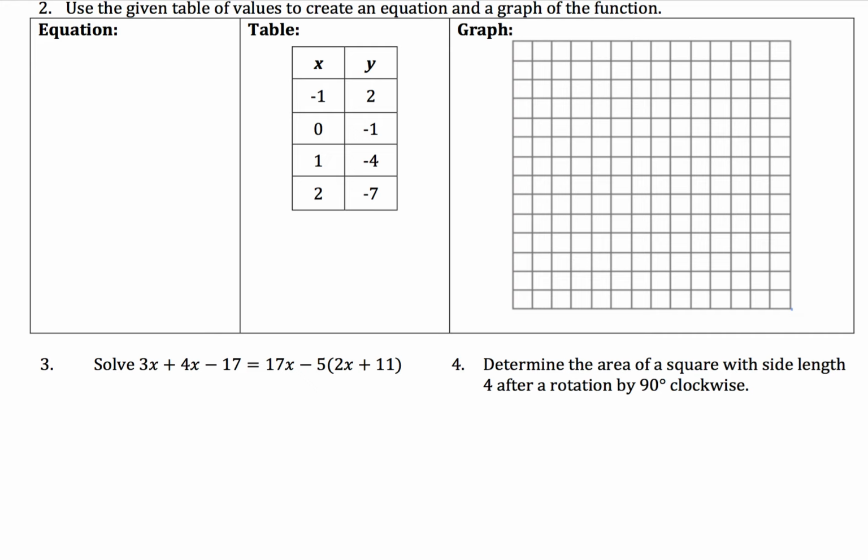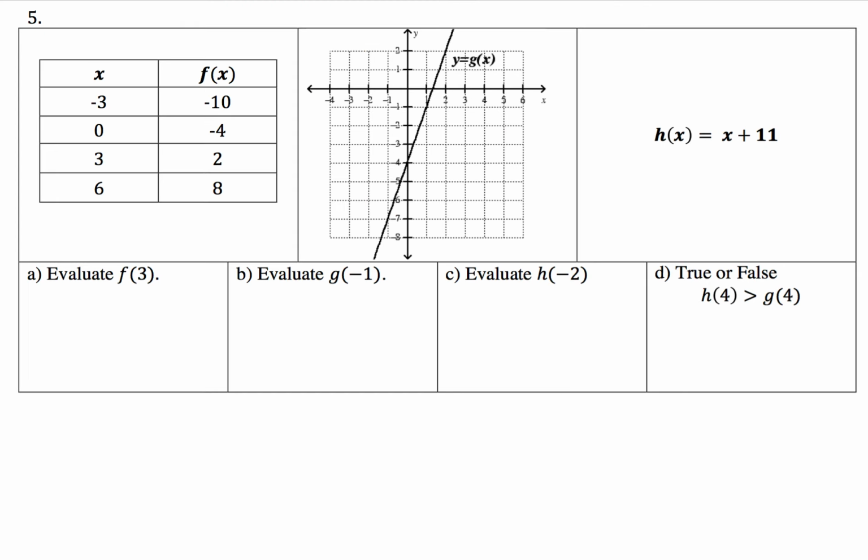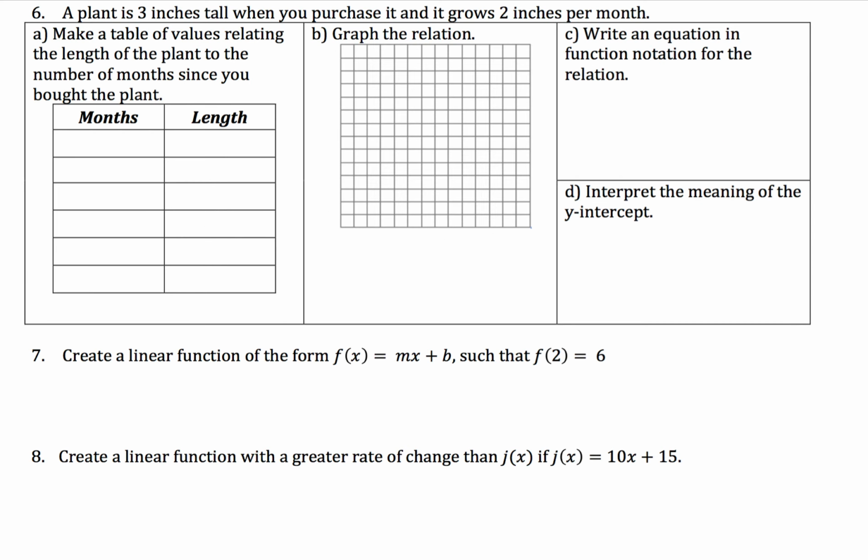I give you the side length of a square and ask you what the area of the square will be after it is rotated. Number 5, I'm giving you 3 functions, f of x, g of x, and h of x, and asking you to compute f of 3, g of -1, and h of -2. Tell me true or false if h of 4 is bigger than g of 4.